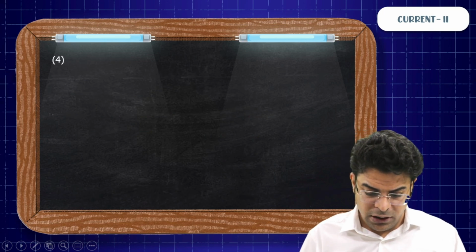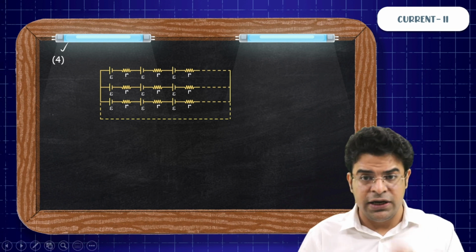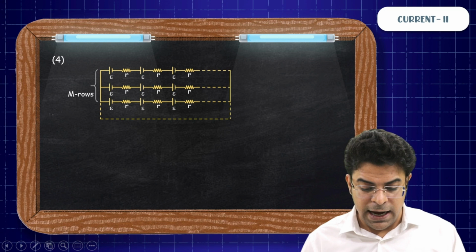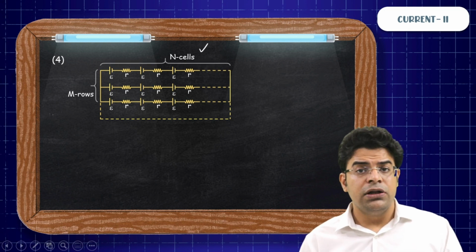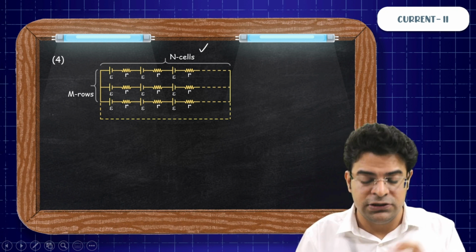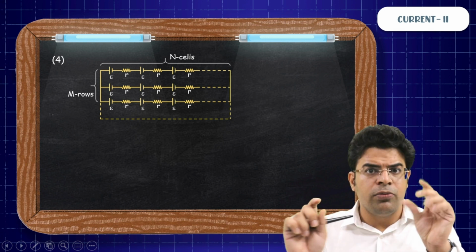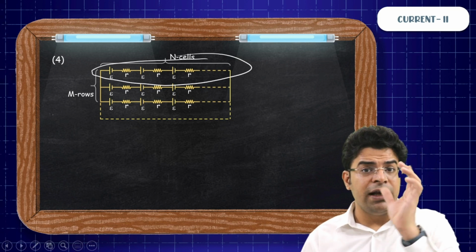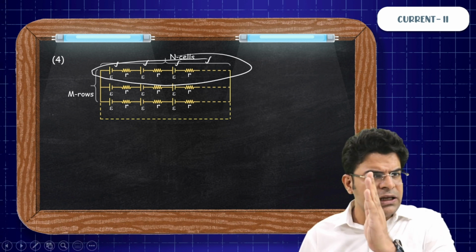Next, the fourth point is, if you have a grid and this grid has got m number of rows, and in each row, let's say you have got n number of cells, then how to find the equivalent EMF and equivalent resistance for this grid? So you have learned how to find the equivalent for a series combination. You will say, if I look only at one row, then there are n identical cells and all of them have got their EMF in the same polarity sense.